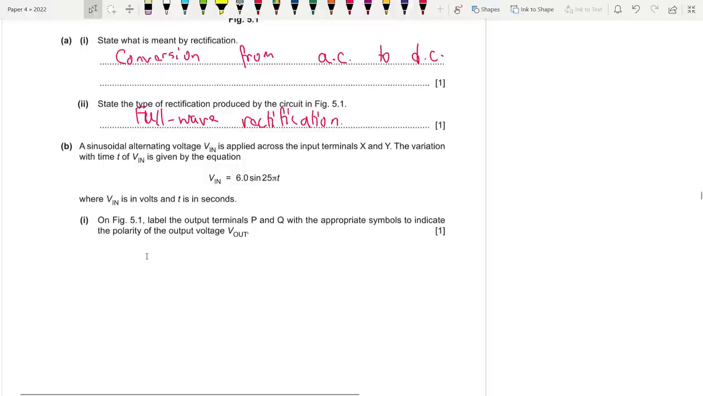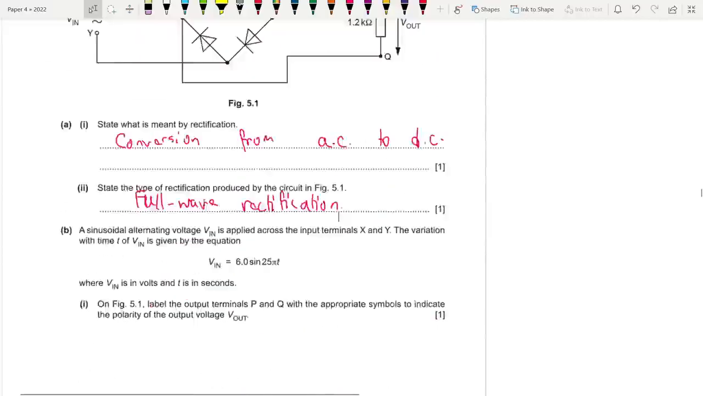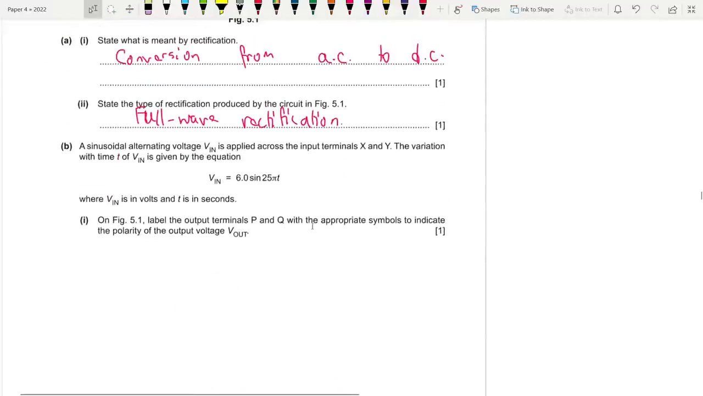A sinusoidal alternating voltage is applied across the input terminals x and y. The variation with time t of V in is given by this equation, where V in is in volts and t is in seconds. On figure 5.1, label the output terminals P and Q with their appropriate symbols to indicate the polarity of the output voltage.